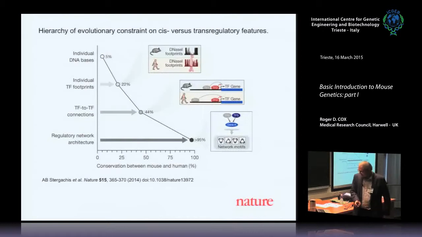And in this summary slide, we can see individual DNA base pairs diverge the most. So transcription factors may be sticking to different parts of promoters. The individual footprints are conserved at around 22%. The connections between transcription factors is around 44%. So transcription factors controlling a gene are conserved around the 44% level. But the regulatory network architectures are even more highly conserved. So at the higher level, which is the point I was trying to make at the beginning, there is quite a lot of conservation.